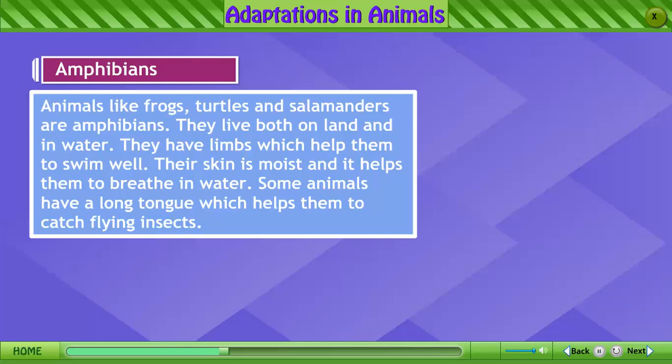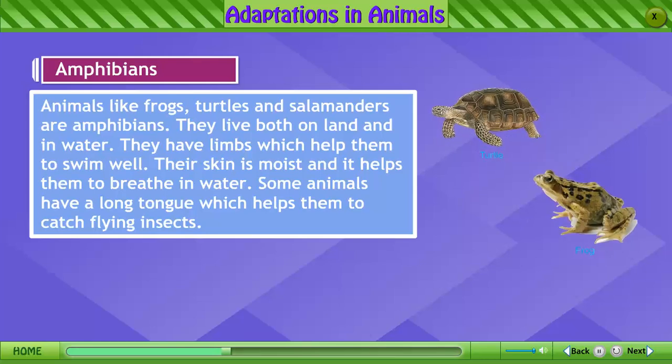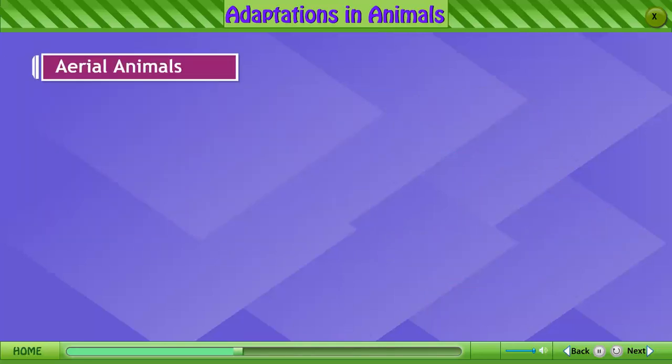Amphibians. Animals like frogs, turtles, and salamanders are amphibians. They live both on land and in water. They have limbs which help them to swim well. Their skin is moist and it helps them to breathe in water. Some animals have a long tongue which helps them to catch flying insects.